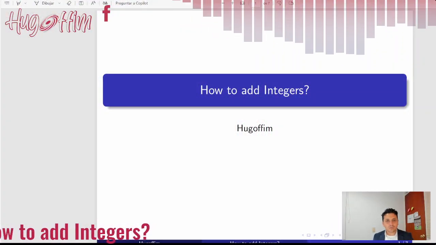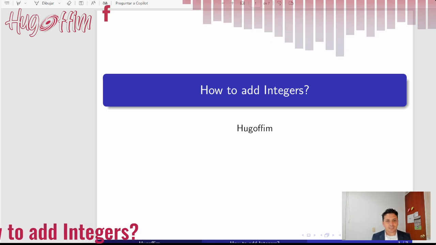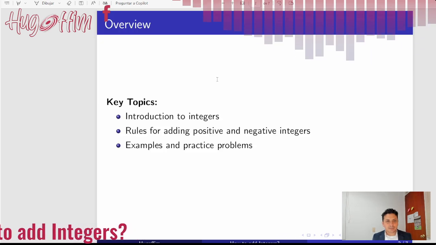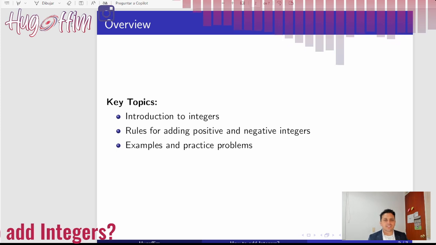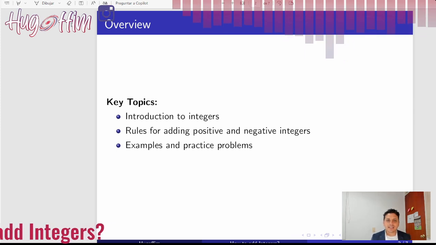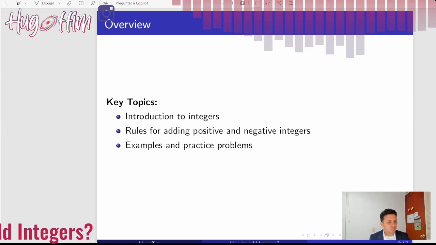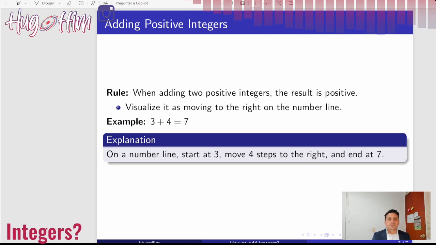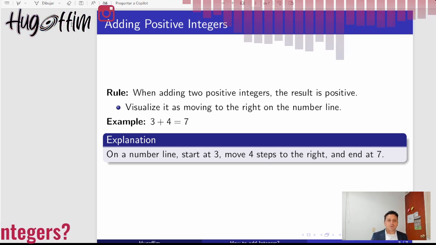Okay, so we're going to talk about how to add integers, and to add integers we're going to understand the rules for adding positive and negative integers, and examples to practice. Just bear in mind and remember what we used with the number line.